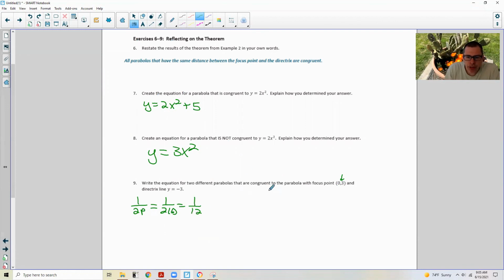So it says write 2 different parabolas that are congruent to the parabola with a focus point of these and the directrix of y equals -3. All I have to do is write y equals, here is my a, x squared. So there's one equation. And I could just simply shift that up or down, which is the easiest way to do it. So I'm just going to put a y-intercept. I'm going to take 1 over 12 x squared, and I'm going to add 3. And so there's 2 equations with the same a, different y-intercept. Okay, there's one example of infinitely many.